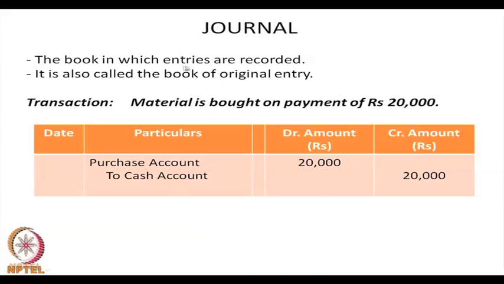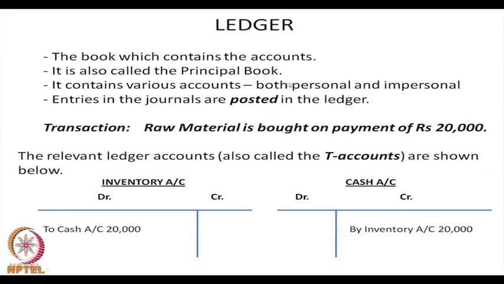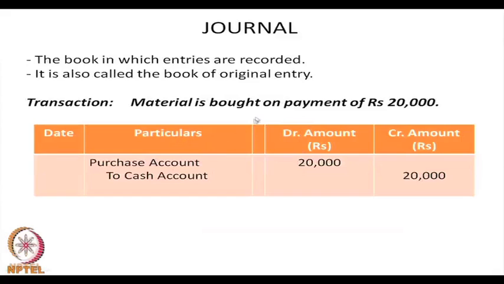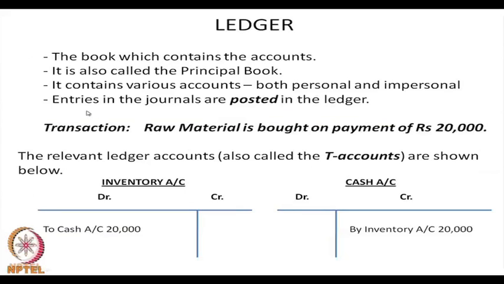mentioned here. This is the book of original entry, and in a ledger basically from the journals that we have mentioned here, various accounts are maintained. The entries in the journals are posted onto the ledger. This is also known as the principal book. It contains various accounts, both personal and impersonal.